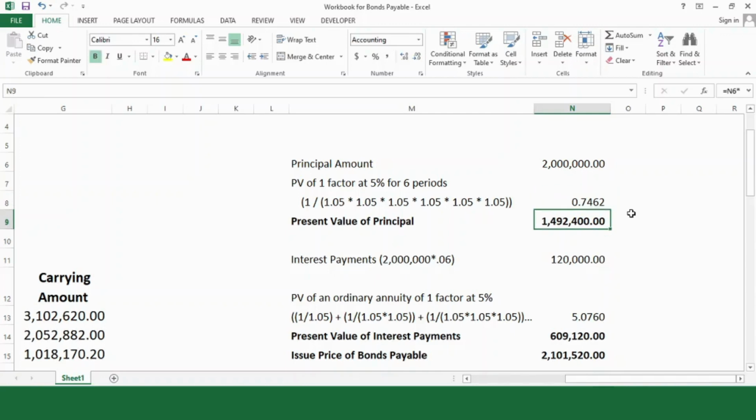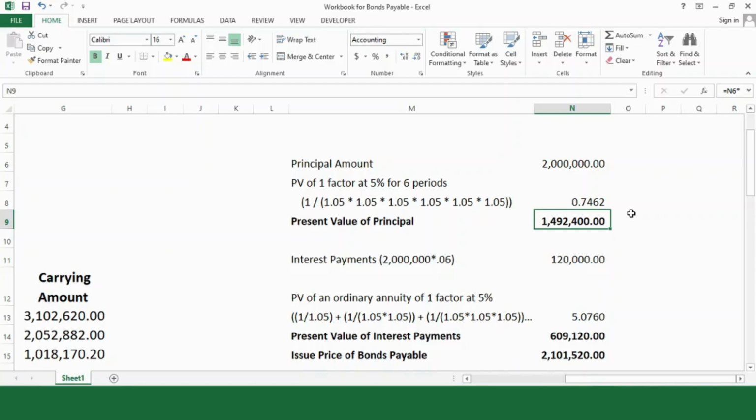6 periods kasi take note, yung 2 million, babayaran yan after 6 semi-annual periods. So in effect, 3 years din siya. Pero since semi-annual ang payment, kaya 6 periods ang lumalabas dyan in terms of getting the present value factor. So, the present value of principal as of the moment is 1,492,400.